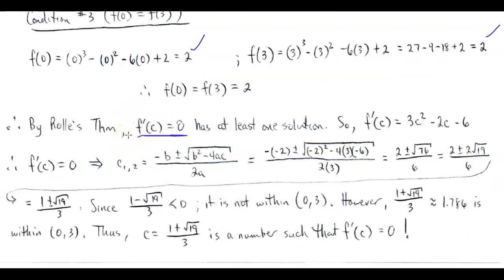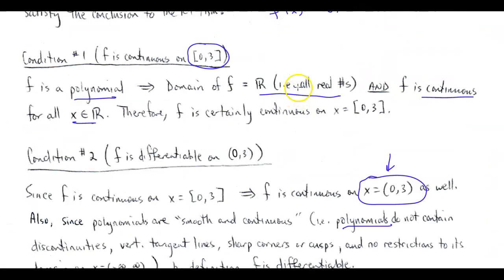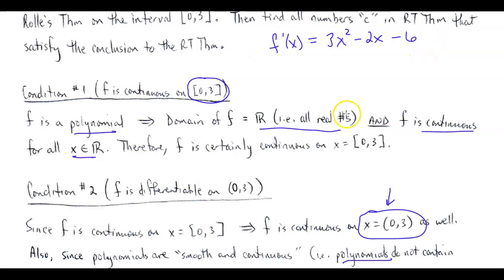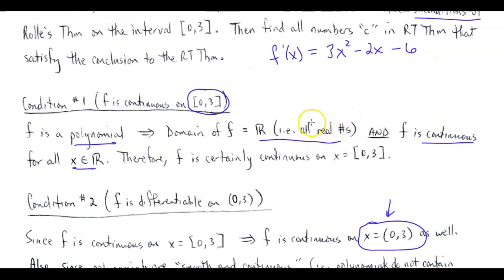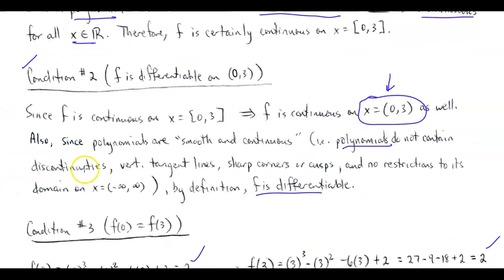That means if I take the derivative of our function, which we actually found up here, and set it equal to 0, I'm going to have at least one solution to the equation derivative equals 0, and that solution is going to be somewhere within the interval from x equals 0 to x equals 3. I'm guaranteed that from Rolle's theorem because I've met all 3 of these conditions.